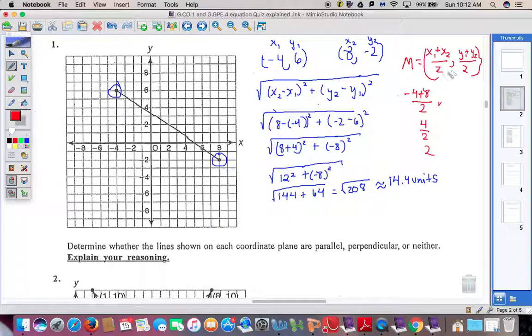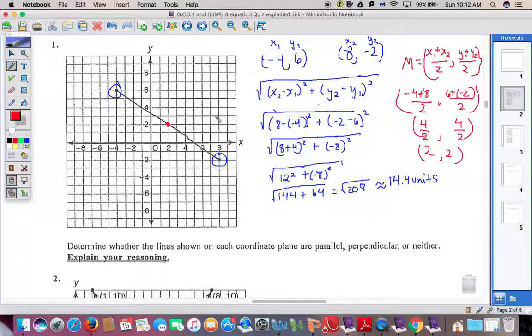Now if we look at our y values, we have 6 plus -2. And 6 plus -2 is +4, and 4 divided by 2 is 2. So your ordered pair should be 2, 2. And if you went and plotted it, you would see that that point is actually on the line. Now, if you're given your graph, you should plot it. Make sure that your answer makes sense.